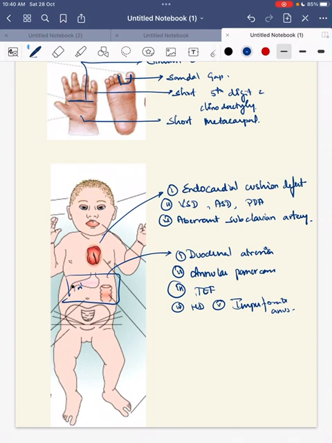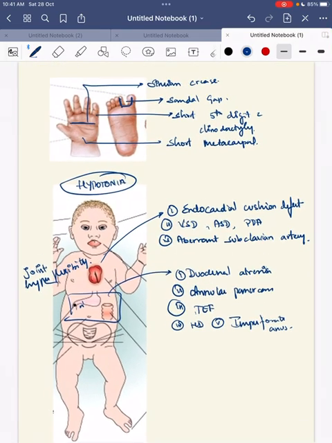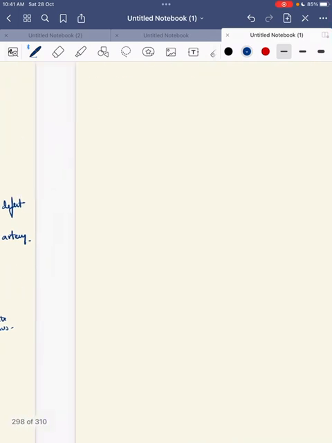Coming on to its musculoskeletal features, the child will be a hypotonic child first, and there will be joint hyperflexibility, and the short metacarpal, short fifth digit, clinodactyly, everything will come under musculoskeletal features. And the last one will be pelvic dysplasia. This also comes under musculoskeletal features of a child with Down syndrome.